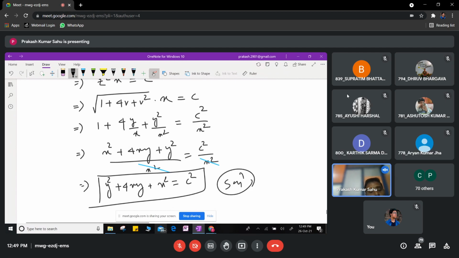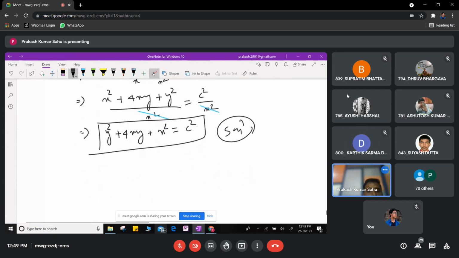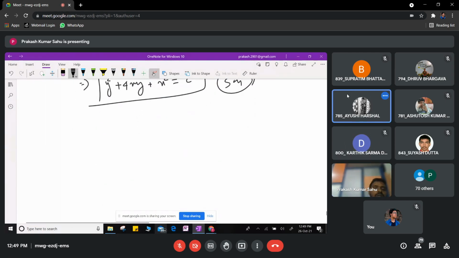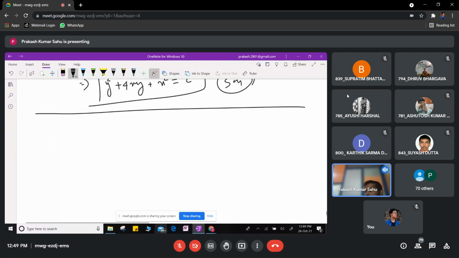Okay, the implicit solution you will get is y square plus 4xy plus x square is equal to c square. That is the solution. Understood? Yes, sir. Okay. So next we write another type of question.